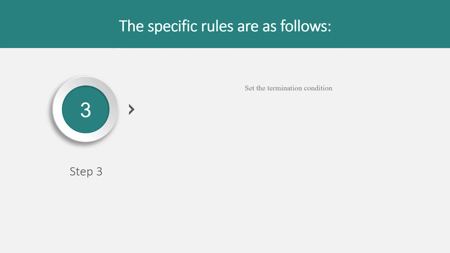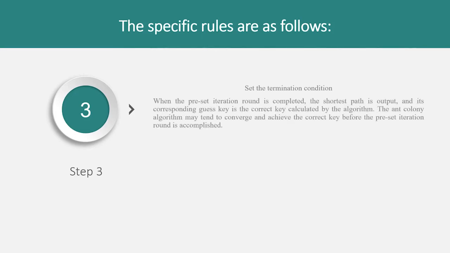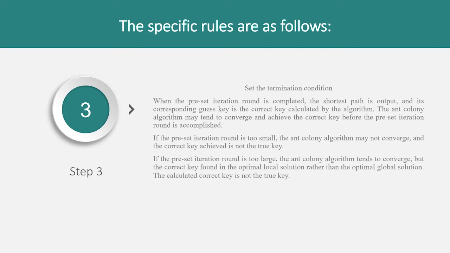Finally, the termination condition of the algorithm needs to be set. Since the solution space of the real key is too large, we cannot and do not need to successfully verify all the solutions in the entire solution space. Therefore, we regard the number of iterations as the termination condition of the algorithm. When the preset iteration round is completed, the shortest path is output, and its corresponding guessed key is the correct key calculated by the algorithm.